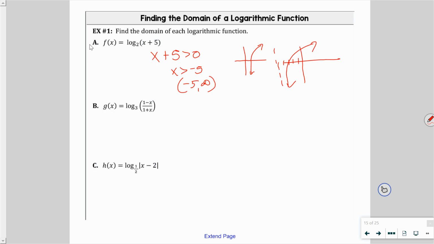Anybody want to try on the second one? It's a hard one. It's a very small domain. Negative 1 to 1, very good. Negative 1 to 1. We'll go over it in a second. How about the last one? Anybody want to try on the last one? Everything but what? Good, Noah. Everything but 2.